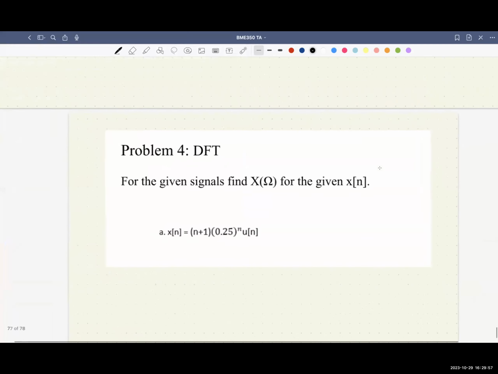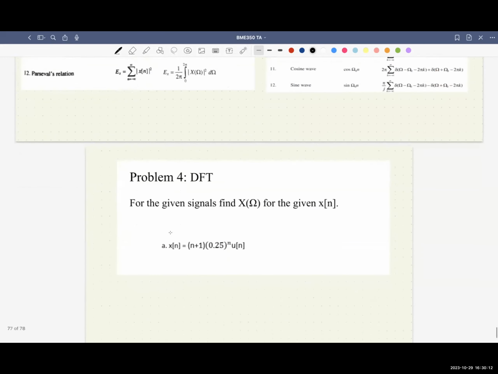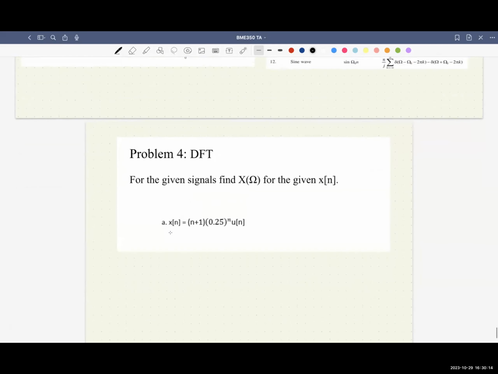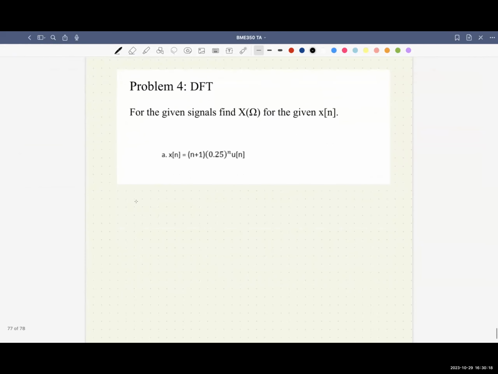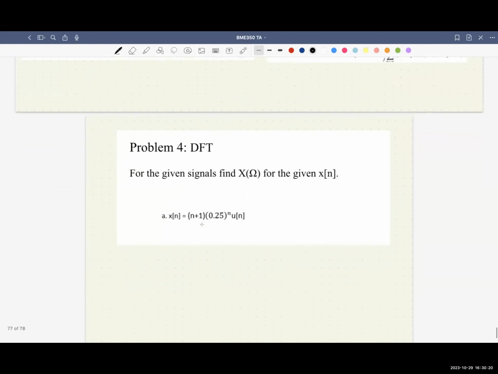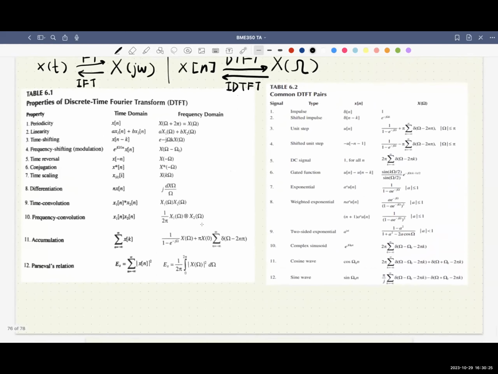Cool. Thank you. Okay. So on number 4 here, let's do this question. Discrete time Fourier transform. We want to find X(omega) based on x[n] we have here. We've already done a similar question in recitation, so let's try it again. Let's look at the table. The first step when you see this type of problem is to look at the table.